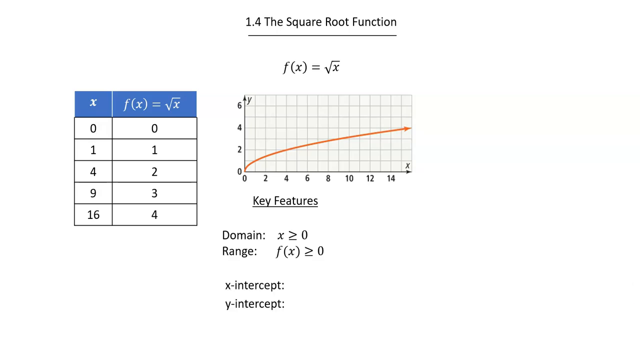Another pair of key features are the X-Intercept and the Y-Intercept. The X-Intercept is when y is 0. Well, the X-Intercept is 0, 0. And on this graph, you can see the Y-Intercept when x is 0 is also 0, 0.